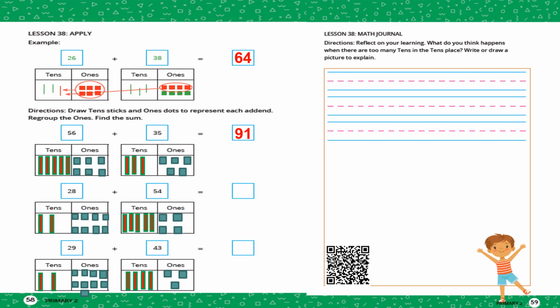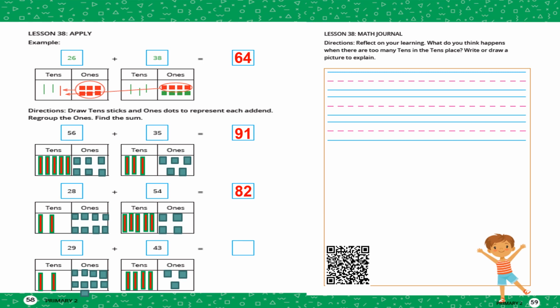Now let's add 28 plus 54. 8 plus 4. After 8, 9, 10, 11, 12. So we will write 2 and carry up 1 in tens. 1 plus 2 equals 3. 3 plus 5 equals 8. 82.